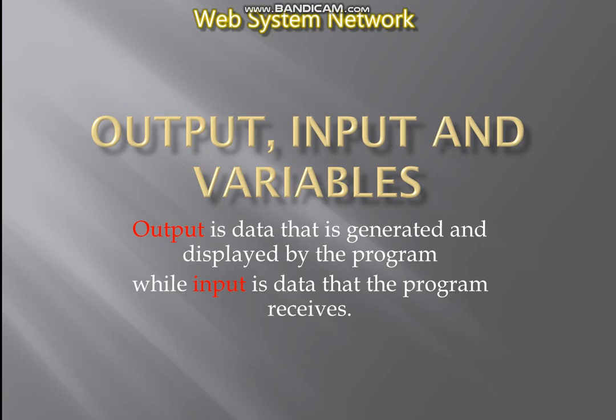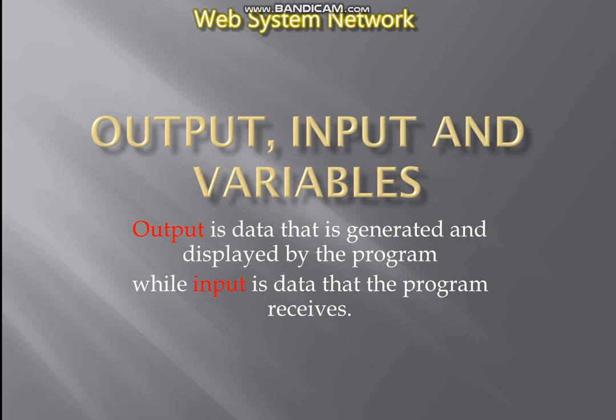Not to forget, this is the C++ programming language. Just to clarify, what is an output? We already defined it: output is data that is generated and displayed by the program on the screen. Whatever I'm showing you right now is an output of a program that I've used to display something for you to see.